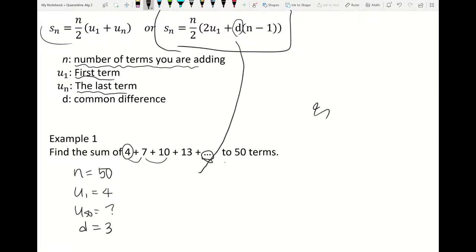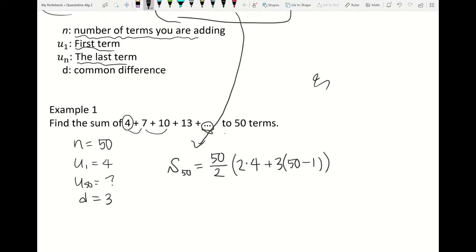Now, by using the second formula, we can figure out S sub 50, which is n, which is 50, divided by 2 times 2 times u1, which is 4, plus d, which is 3, times n, which is again, 50 minus 1. And all we have to do is just to simplify and do the math. So let's keep going. 50 divided by 2 is 25. 2 times 4 is 8. Now let's do the parentheses. 50 minus 1 is 49.